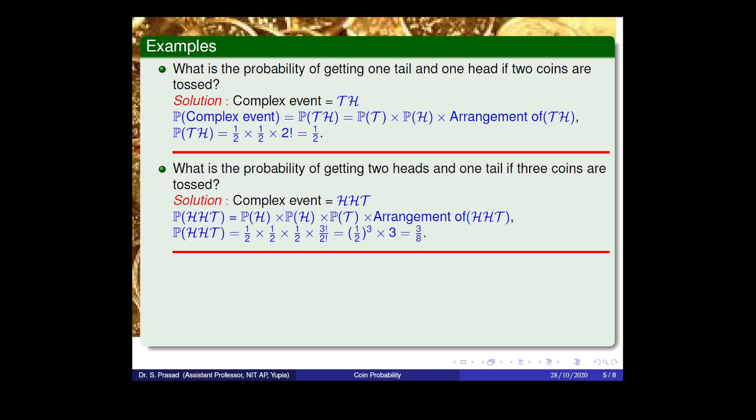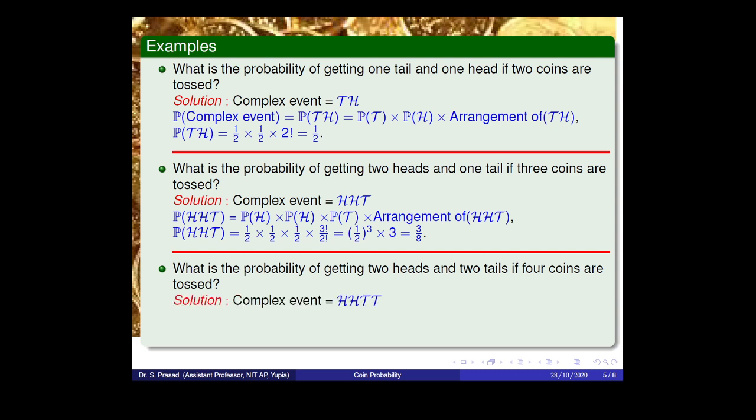Now the next question: what is the probability of getting 2 heads and 2 tails if 4 coins are tossed? In all these questions, there is no need to write out the complex sample space and then find the probabilities. We can directly write the number of variables in a complex event. Here the complex event is HHTT, because we want 2 heads and 2 tails. Just write 2 heads HH and 2 tails TT, and as we know from previous examples, this is how to find the probability of complex events.